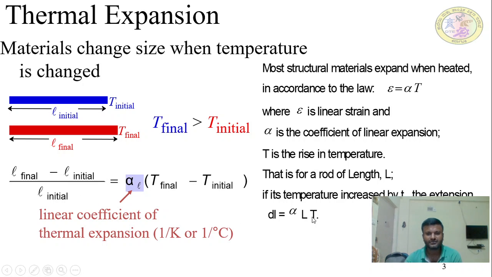See, this is the same relation. T is substituted by T final minus T initial. Alpha is the thermal coefficient of linear expansion, and L is the original length of the member. So that is the change in length of the member due to change in temperature.